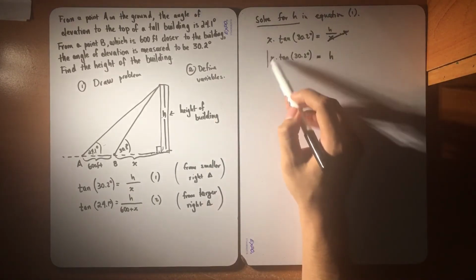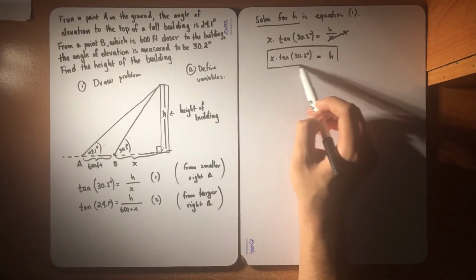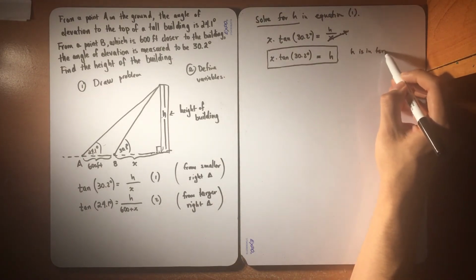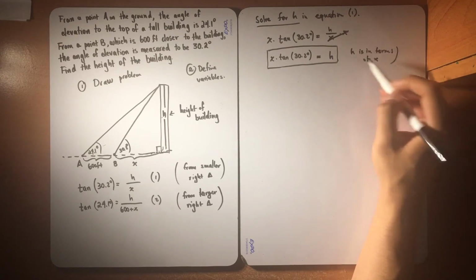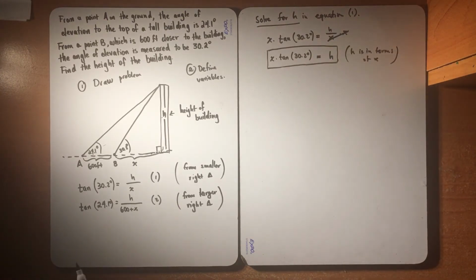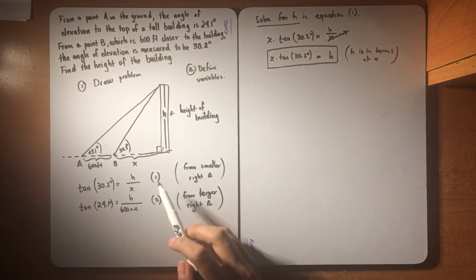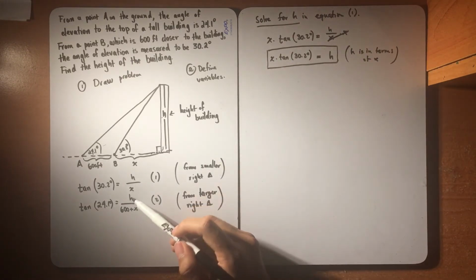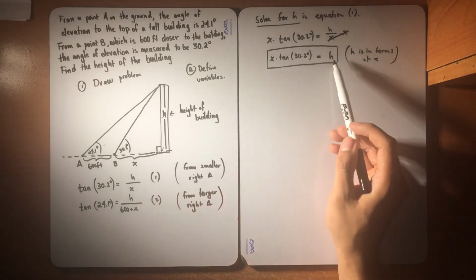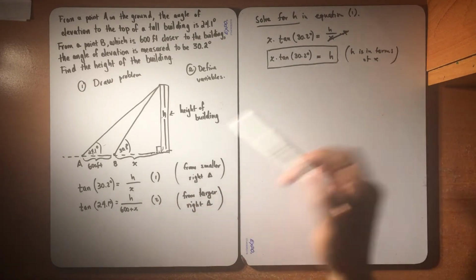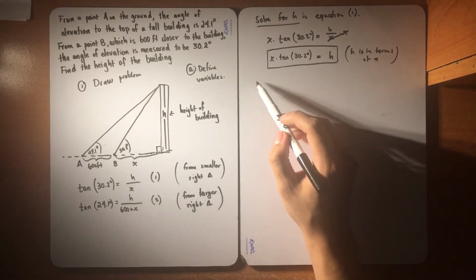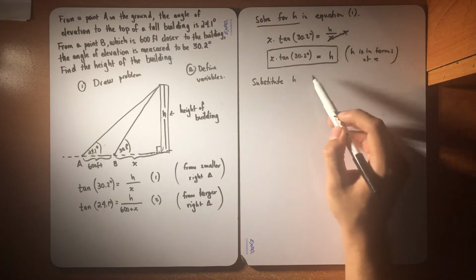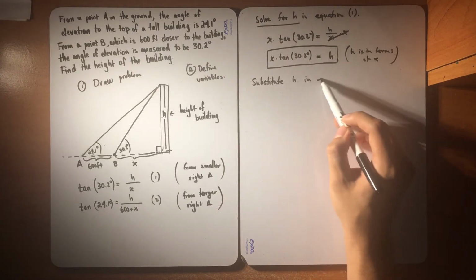So look what I have. Now I have h in terms of x. Why is this helpful? Well, now I solved for one of the variables from the first equation, and this variable h appears again in the second equation. So now I can substitute the expression for h that I solved in equation 1 into the second equation, h in equation 2.